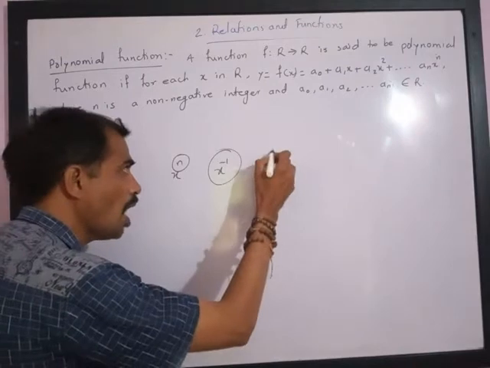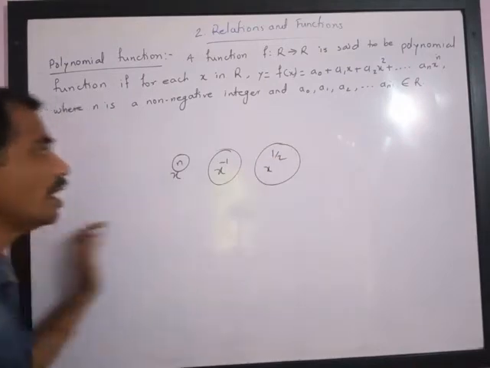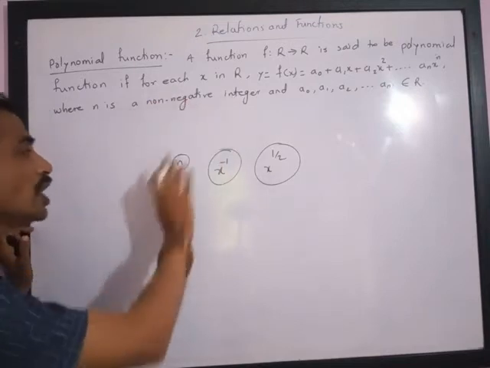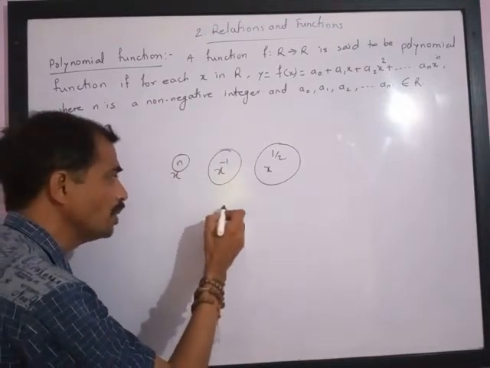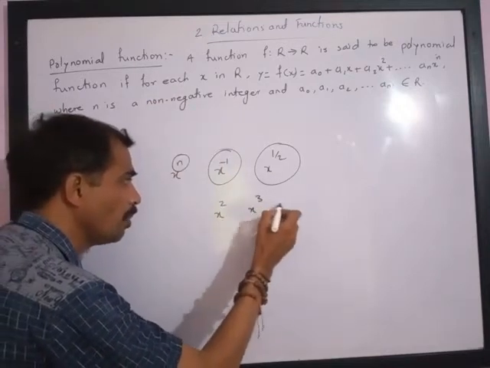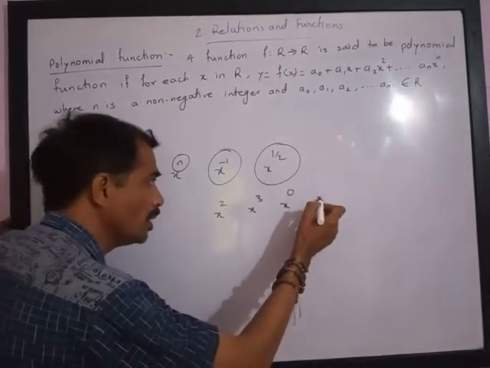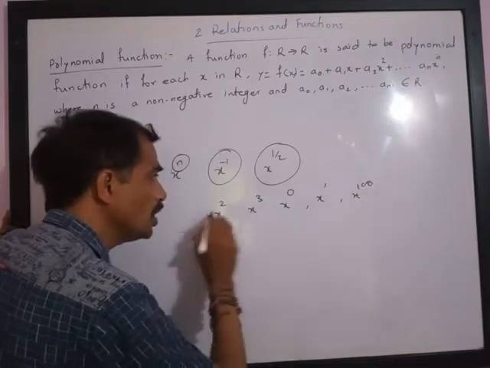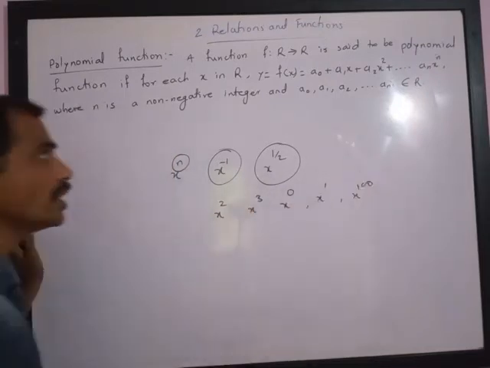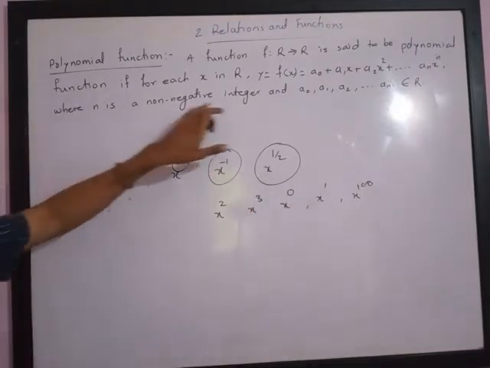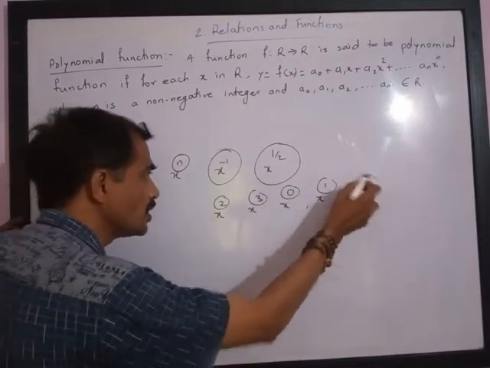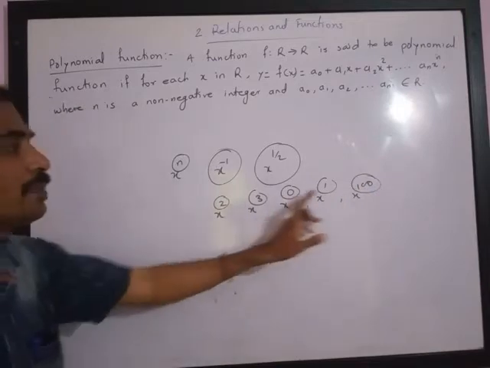X raised to half is also never a term in a polynomial. So for any function to be a polynomial, the power must be 2, or 3, or 0, or 1, or 100. Please note, these are positive powers, so non-negative integers.